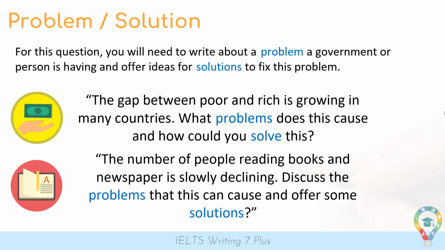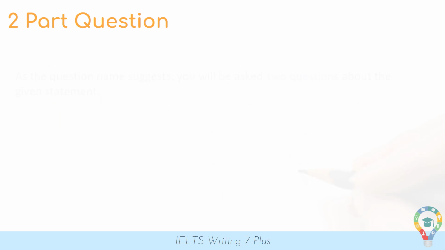The number of people reading books and newspapers is slowly declining. Discuss the problems that this can cause and offer some solutions. So the question here has been slightly changed in terms of the wording. And here we have a topic which is about books. And on to our final question type, which is the two-part question.